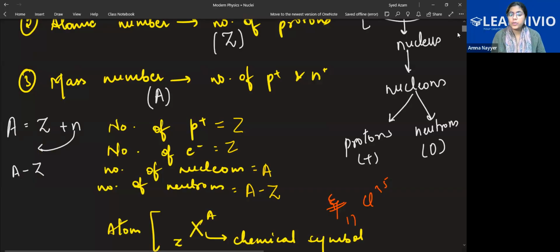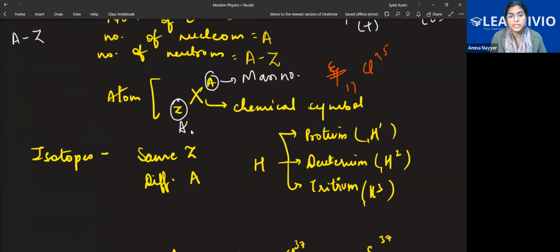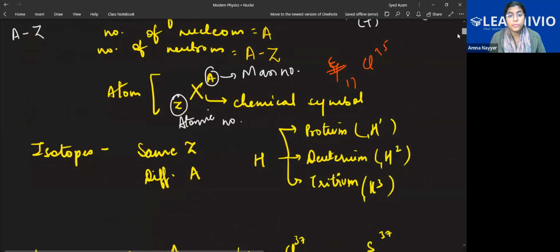Okay, now, how is an atom represented? So chemically, this is how an atom is represented. You have the mass number present here. This is the mass number. This is the atomic number. So this is the mass number and this is the atomic number. Atomic number means the number of protons.